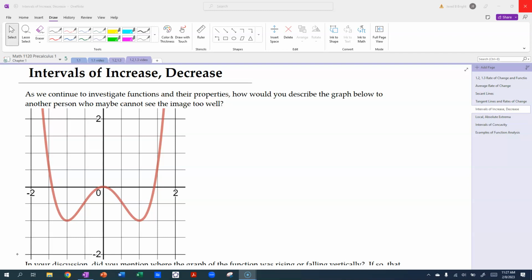And I'm just curious, how would you describe this to a person who maybe can't see this well, or maybe they have their eyes closed and they're asked to imagine what this graph looks like? What sort of language would you use?